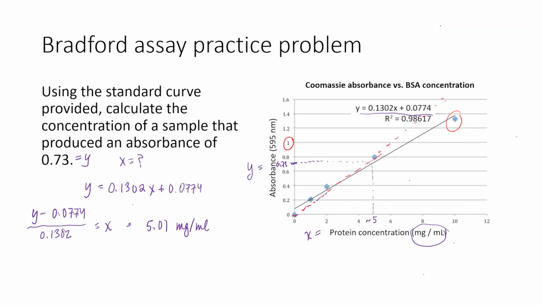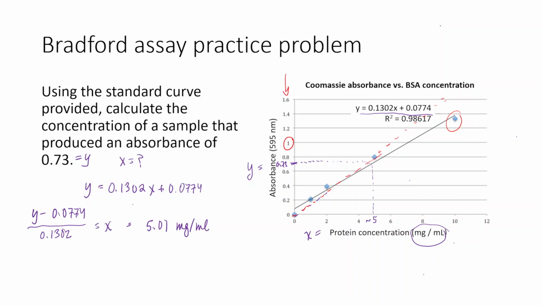So something to be aware of when you're doing a Bradford assay is to look at those actual absorbance values and try to get your absorbances below 1. One way you can do that, if you have a sample that's too concentrated, is to dilute it and remeasure it. And then you can calculate back from there.